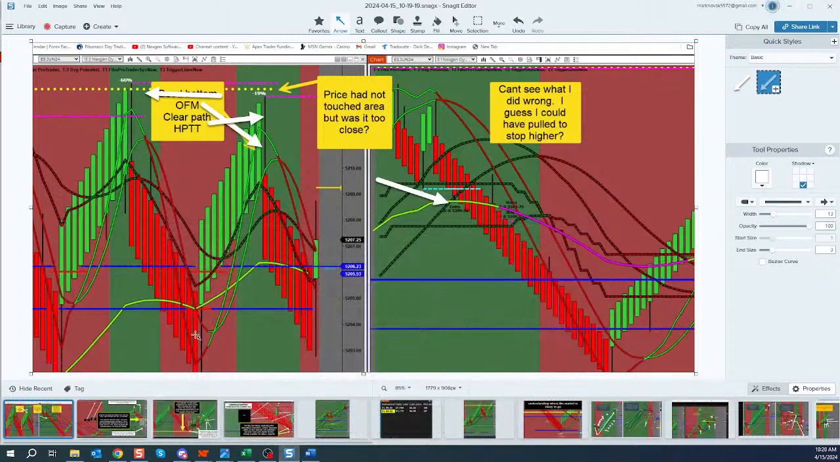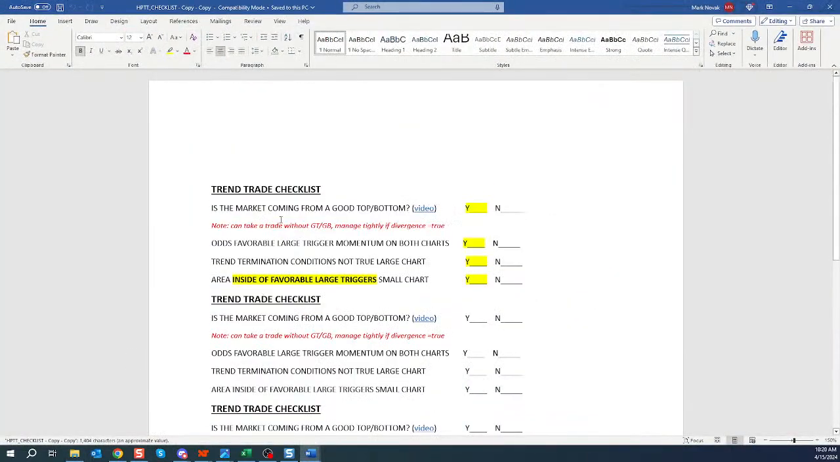Yeah, but Haji, with all the rules met, you didn't blow it. Not at all. So, man, this is a high probability trend trade. It's a great trade. It's an awesome trade. It is an everything advantages trade. And you can take it without a good top or bottom.